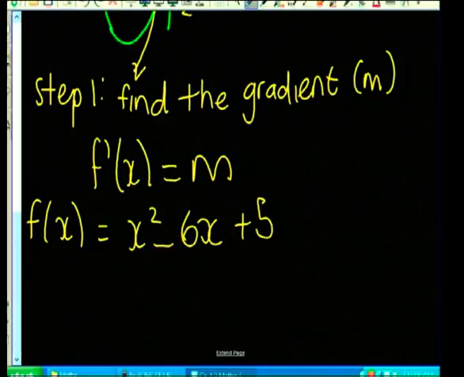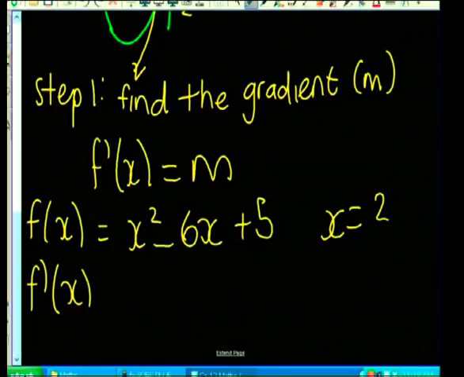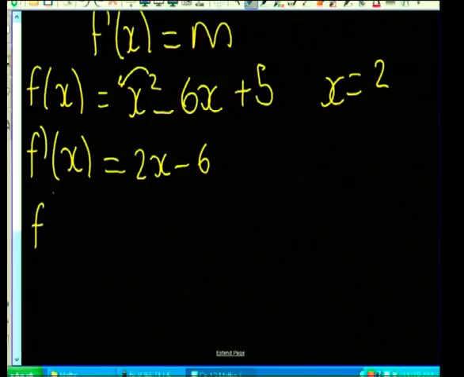So, we need to find the gradient at x equal to 2. So we first have to find the derivative. That would be 2x minus 6. Then find the derivative at x equal to 2.